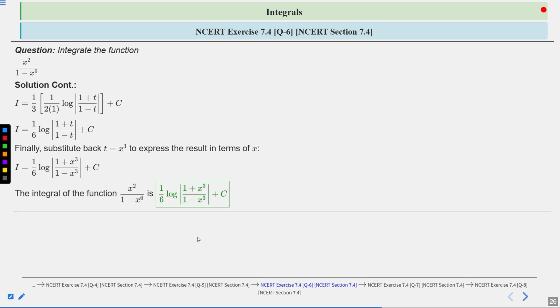So the integral of the function x square upon 1 minus x to the power 6 is basically 1 by 6 log mod 1 plus x cube upon 1 minus x cube plus c. So the final answer will be 1 by 6 log mod 1 plus x cube upon 1 minus x cube plus c, right? So this will be basically the final answer.